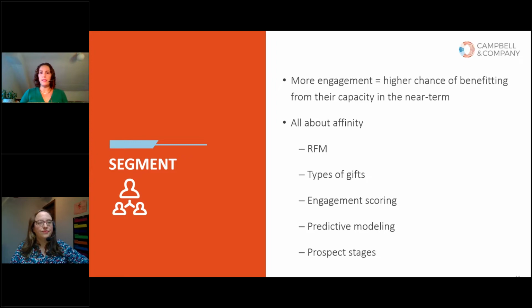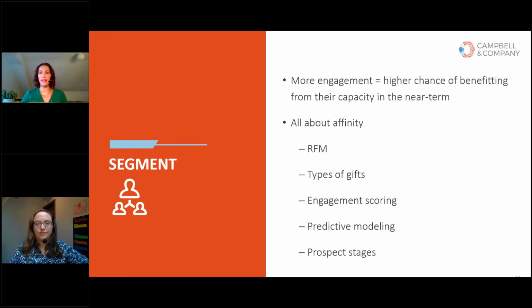RFM stands for recency, frequency, and monetary, and it's a model that compares all of your donors against one another in terms of who has given the most and the most often. Also want to think about different types of gifts, and do some types of gifts show more affinity for your organization than others? So for example, a transactional membership or a tribute gift might be a less strong signifier of affinity than an outright gift.